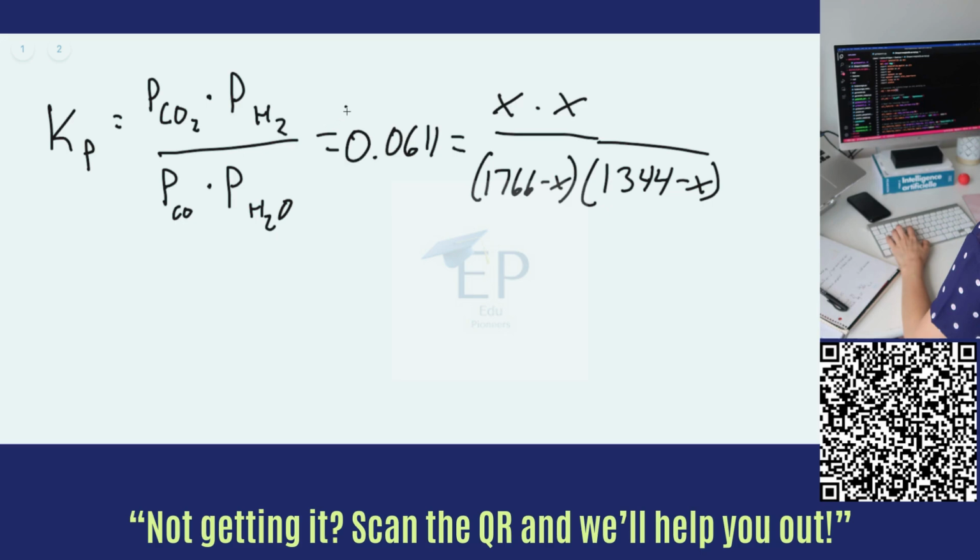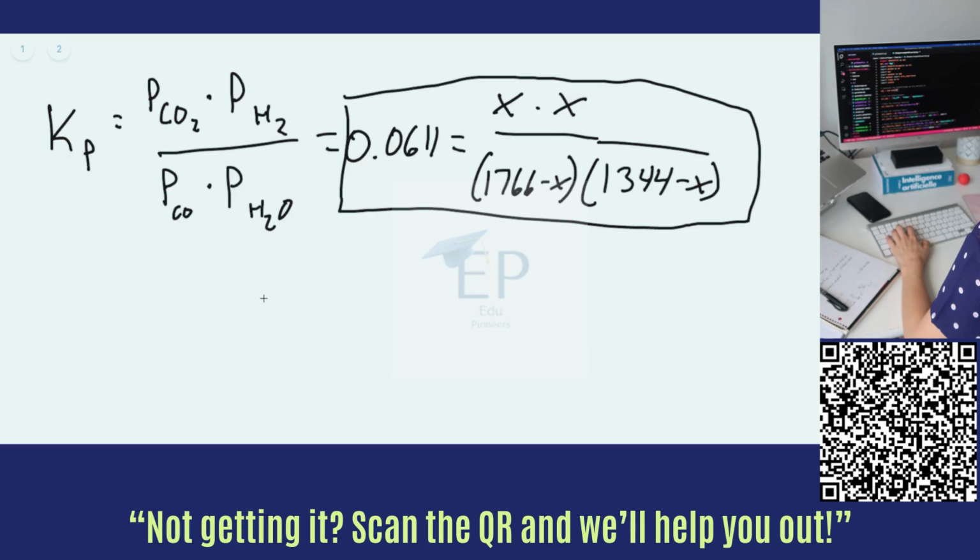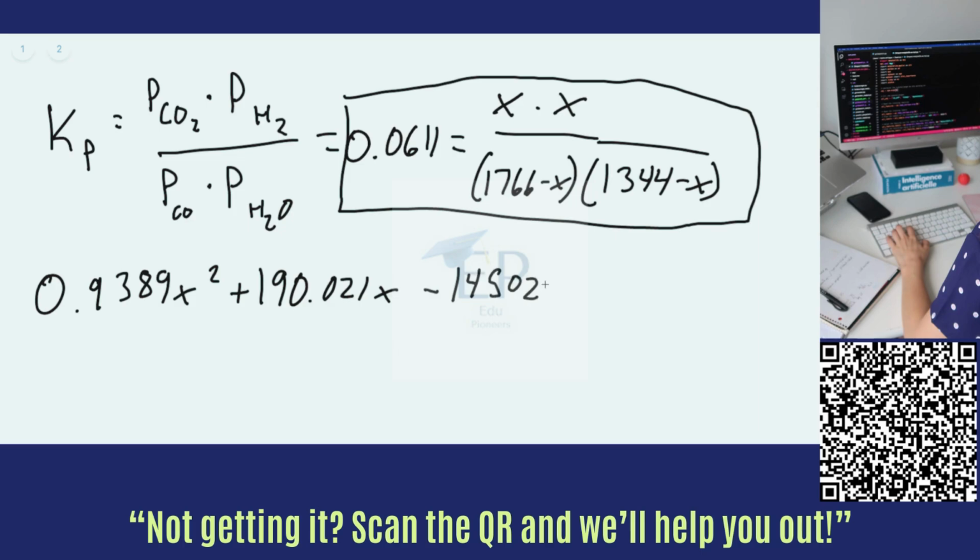And so we want to take what we have right here and mathematically rearrange it so that we have a quadratic. And when we do that, we end up with 0.9389x squared plus 190.021x minus 145021 equals 0. And I kept all of the sig figs here just for calculation purposes to get a more accurate answer.